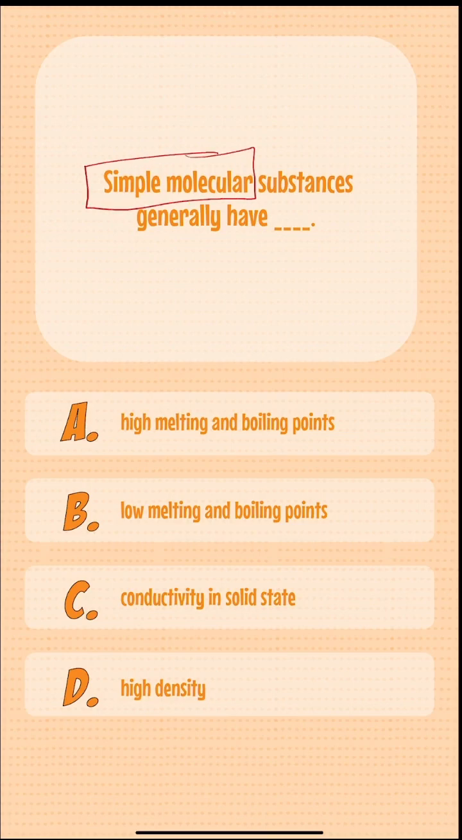Simple molecular. This is a type of covalent substance. There's two types of covalent substances. Simple molecular and also giant covalent.